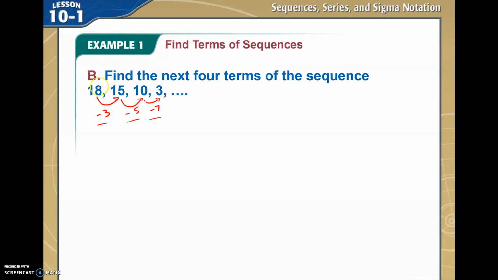So look, for 18 we subtracted 3. From the next term we subtracted 5, right? In this one, in 10, we subtracted 7. So what do you do in 3? In 3, we will subtract 9. So what will be the next term? It is going to be -6. Clear? So this is how you will figure out what is the next term in the sequence.